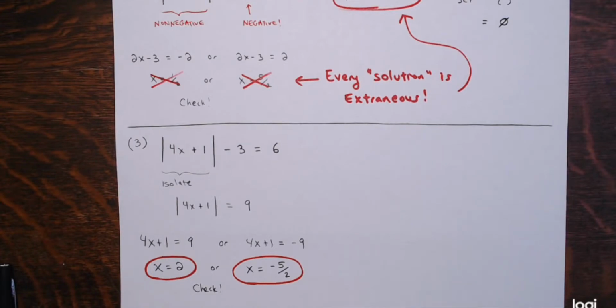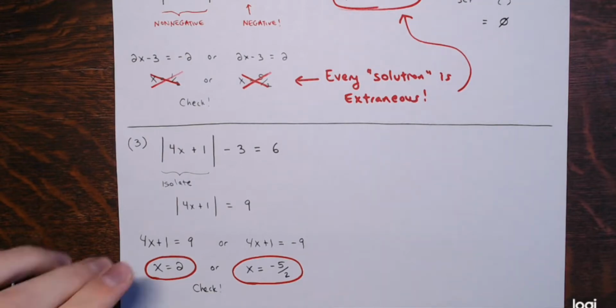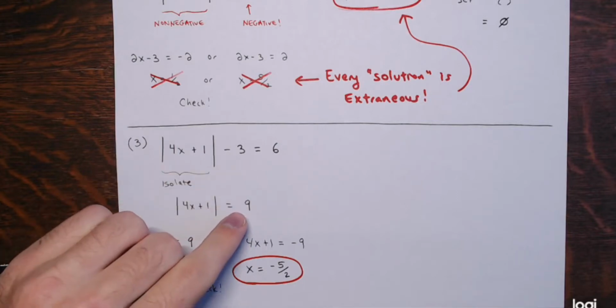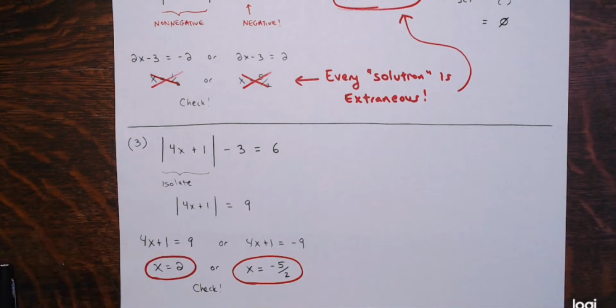Great. And yeah, I'm following the same steps every single time. Isolating the absolute value and hoping that the other side has a non-negative number, applying that absolute value property, what numbers have that absolute value, solving those equations, and then checking.